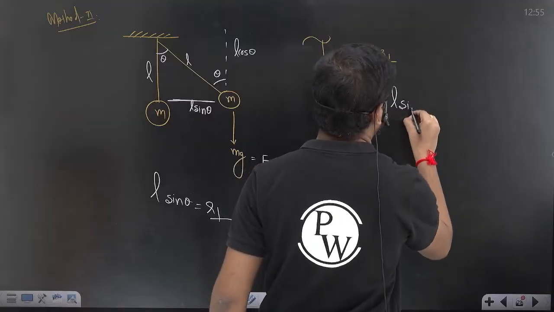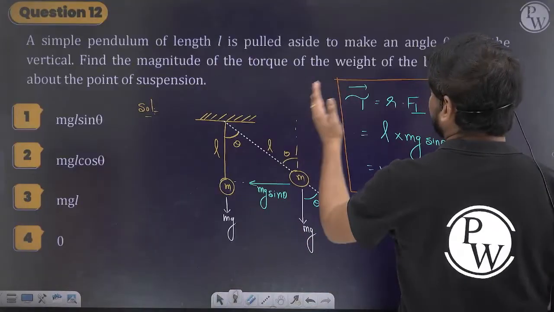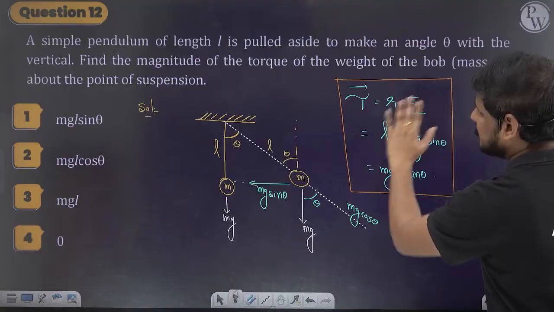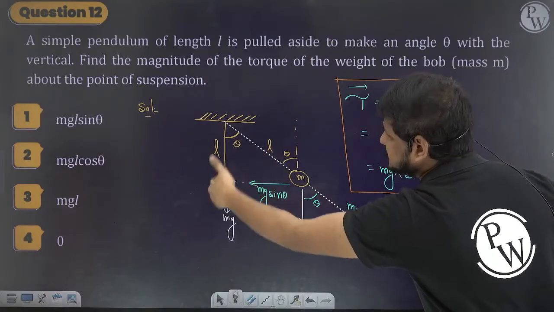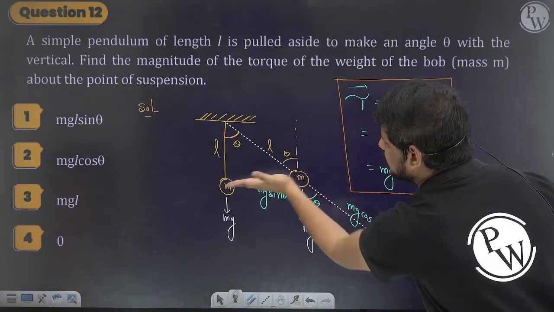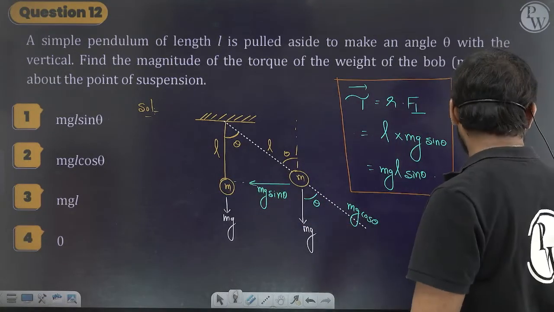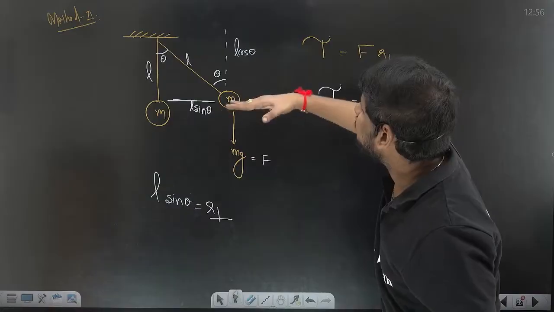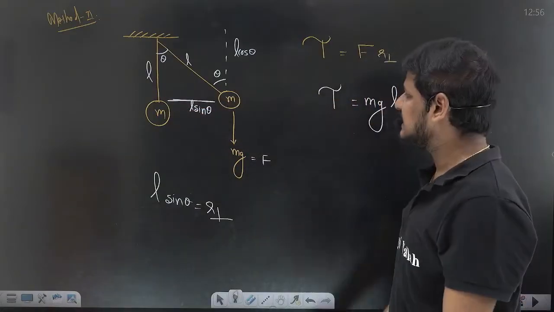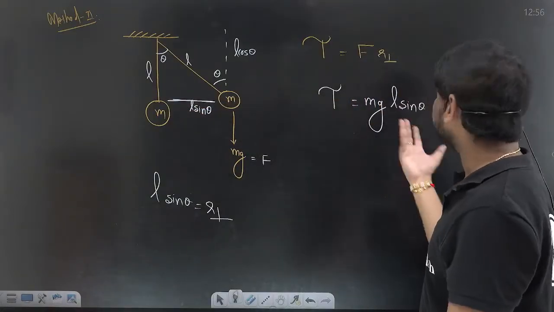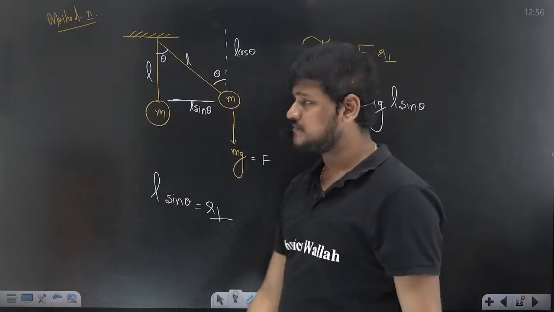So you get the same thing either way: force into R, with the string like that, and find the perpendicular component of the force. The perpendicular component of mg is this one. Or else let mg be like that and find the perpendicular distance, L sin theta. In both cases you get the same answer. Clear?